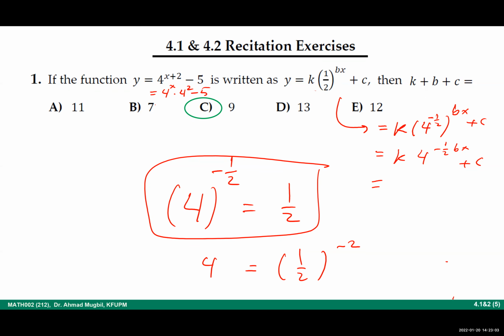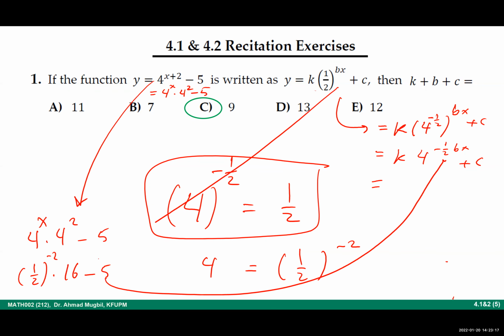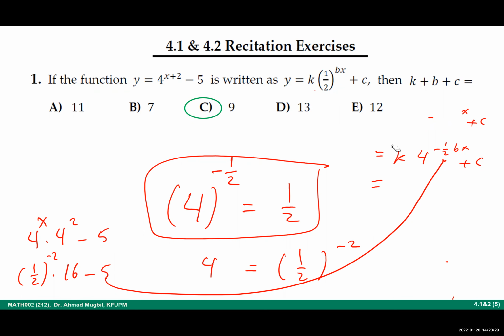Now here, if you work here, you can say this is 4 to the power x multiplied by 4 to the power 2 minus 5. And then replace 4 by a half to the power negative 2, multiplied by 16. And you will compare it with what you have here. But the best way is to work on both. So don't go with the 4 until it becomes a half, and don't work on a half until it becomes 4. You can bring them together to the middle.